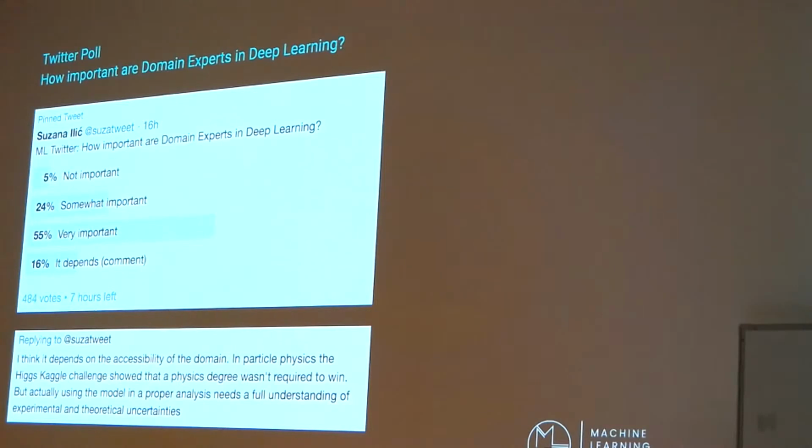One person answered, I think it depends on the accessibility of the domain. In particle physics, the Higgs Kaggle challenge showed that a physics degree wasn't required to win at all, but actually using the model in the proper analysis needs a full understanding of experimental and theoretical uncertainties. So if you want to go beyond a feature-engineered model that wins your Kaggle and have it as a research project or deploy it in industry, I think domain experts are really necessary, and that's probably the consensus. So I would say maybe around 70, 80% would say domain experts are necessary.